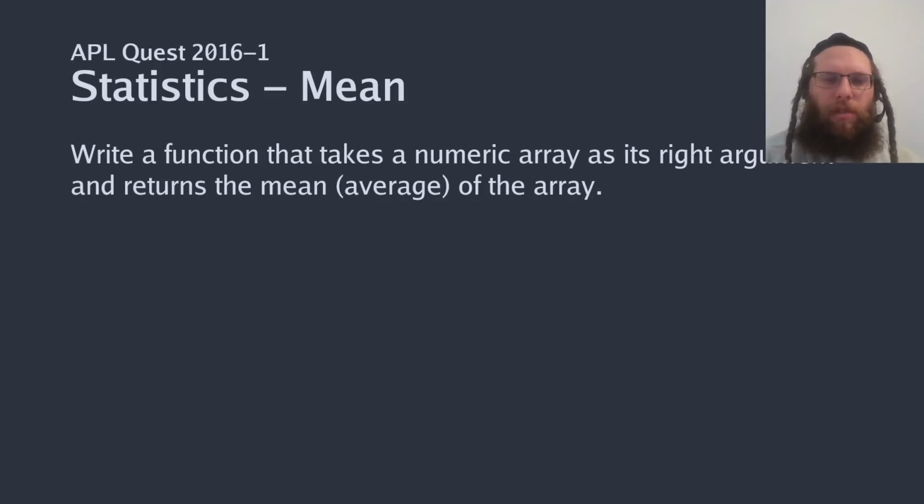Today's quest is the first from the 2016 round of the APL problem solving competition. We are simply to compute the mean, or arithmetic mean, the average. There are a couple of gotchas here, but for the very basic part of the problem, this is extremely simple.